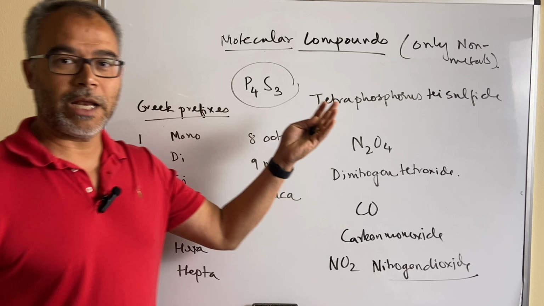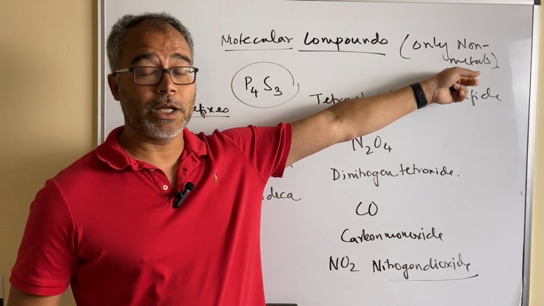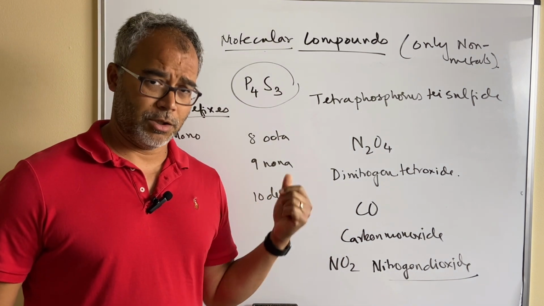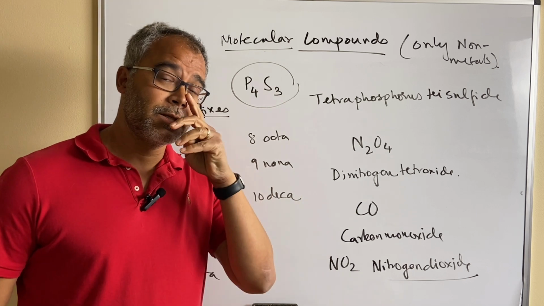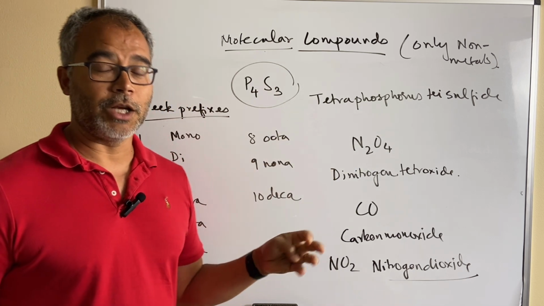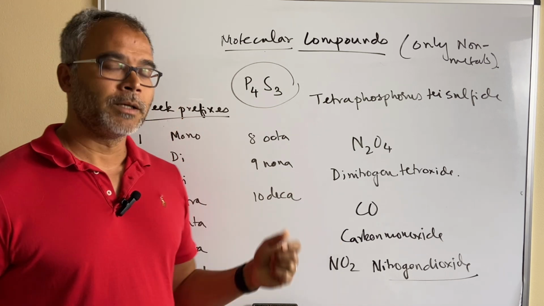This is basically how you name molecular compounds. Remember, when you're naming molecular compounds, they only have nonmetals in them. You're specifying how many atoms, not the charge. When you name ionic compounds, because they have metals and nonmetals, you have to take into account the charge. And you don't have to worry about writing how many of them are there.